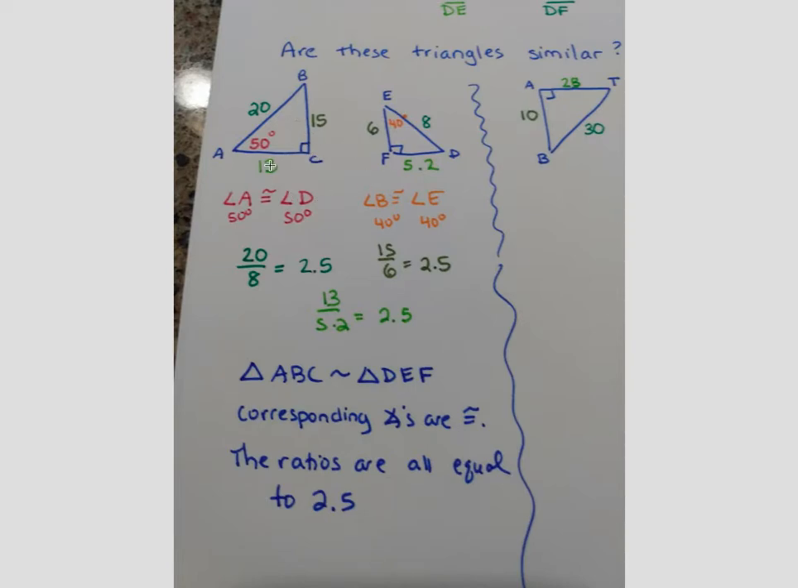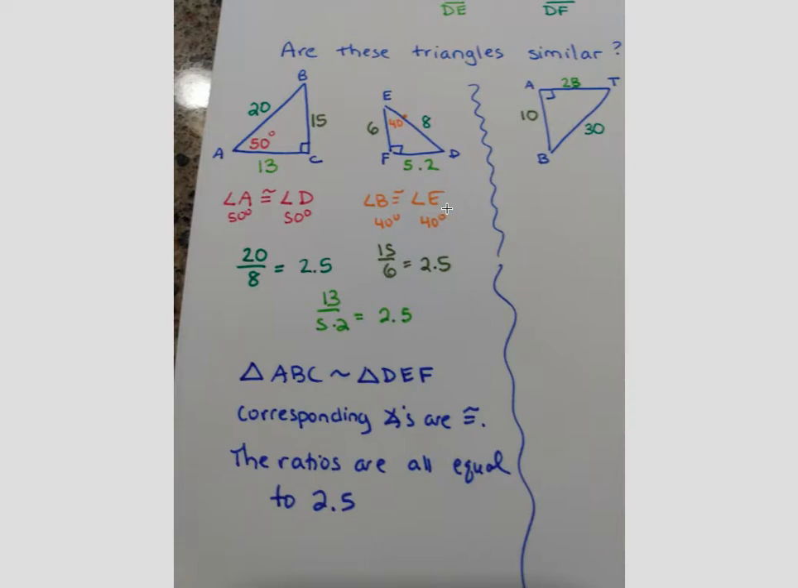Well, when I look at a triangle, I know everything in a triangle, as far as angles, adds up to 180. So 50 and 90 is 140. That means this top angle must be 40. Oh, that matches this one. That means these must be 50. So angle A and angle D are congruent. Angle B and angle E are congruent.